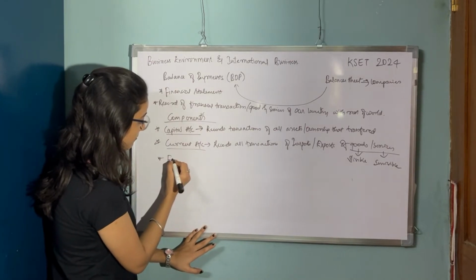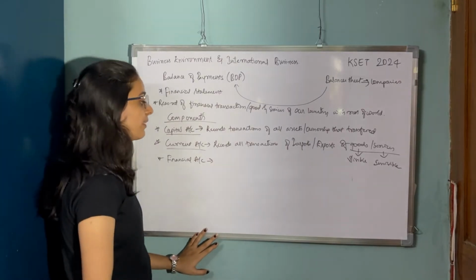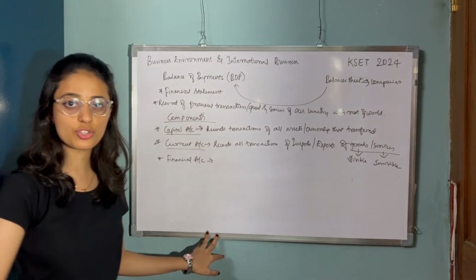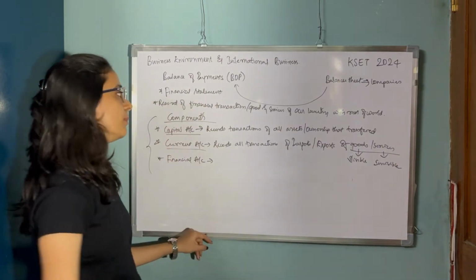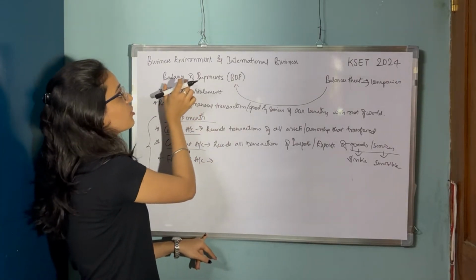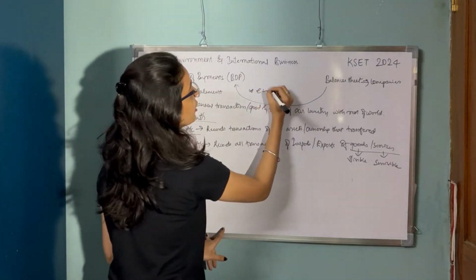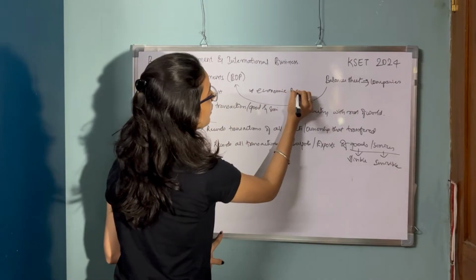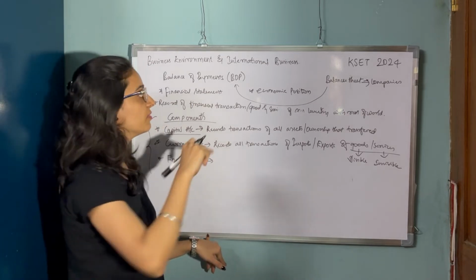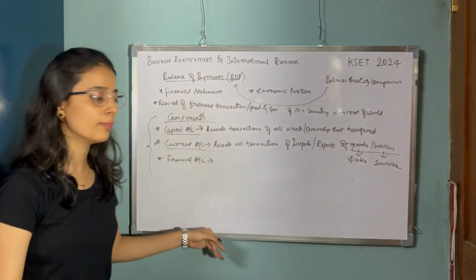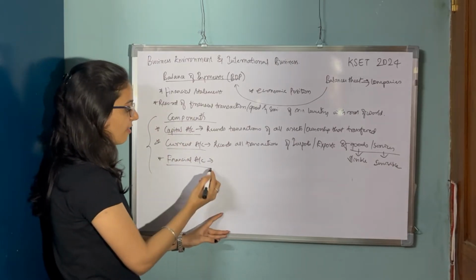Next, there is something known as financial account, which records the transactions of investments in stocks, real estates from one country to another country. So, these are three important components of balance of payment. Balance of payment depicts the economic position of a country, which summarizes the transactions of the country with the rest of the world. And how do we record it? In three different concepts, that is capital account, current account and financial account.